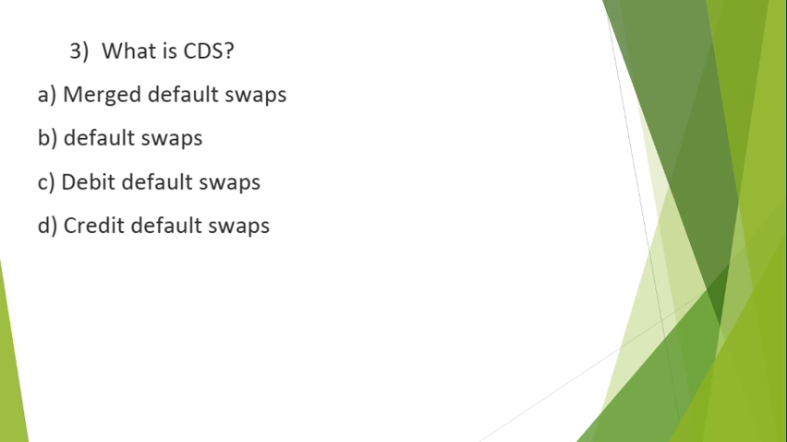Like that, we have one more question. What is CDS? Option A, merge default swaps. Option B, default swaps. Option C, debit default swaps. Option D, credit default swaps. What is your right answer for this? Yes, the answer is option D, credit default swaps.